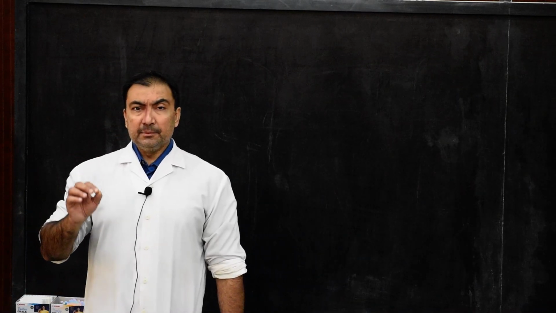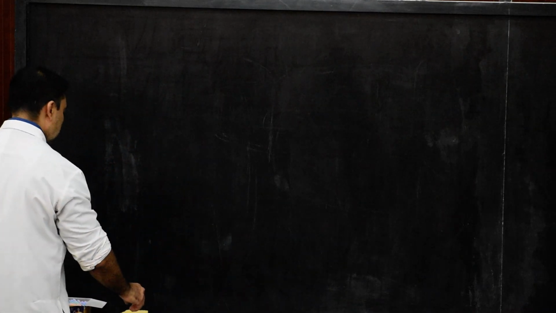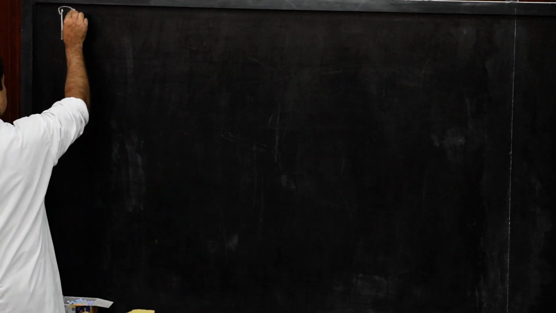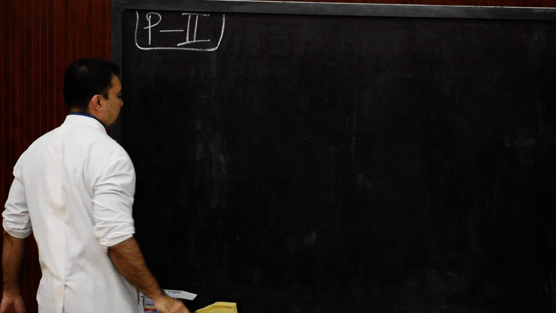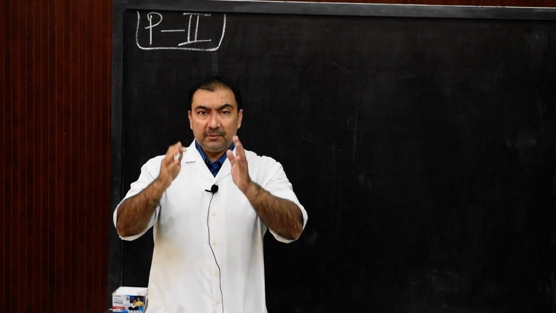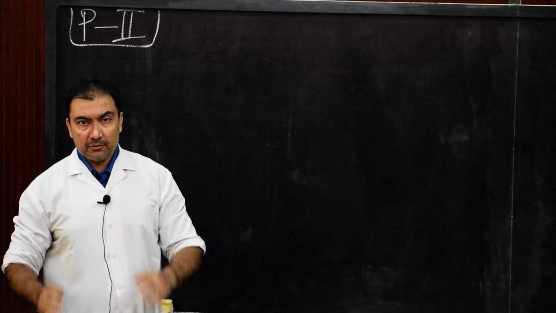Good morning students, here we come up with pectoral region part 2. In the pectoral region part 2 we are going to discuss two muscles and one fascia: pectoralis minor, subclavius muscle and the fascia, clavipectoral fascia.